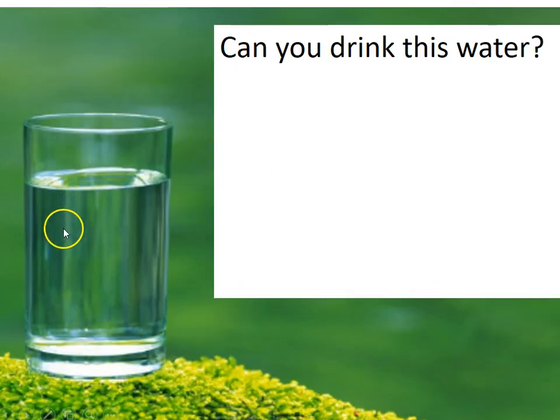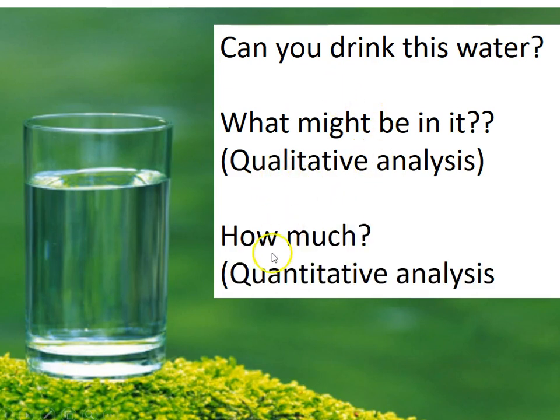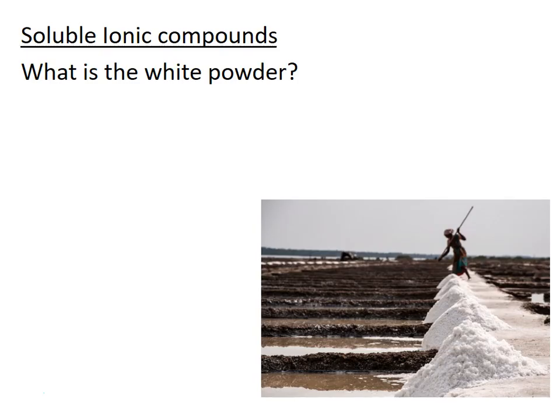So when you look at a glass of water, you can't tell by looking at it what's in it. So we're going to be looking at a variety of techniques to work out the type of chemicals that might be in it, which is qualitative analysis, and also how much of a chemical, which is quantitative analysis.